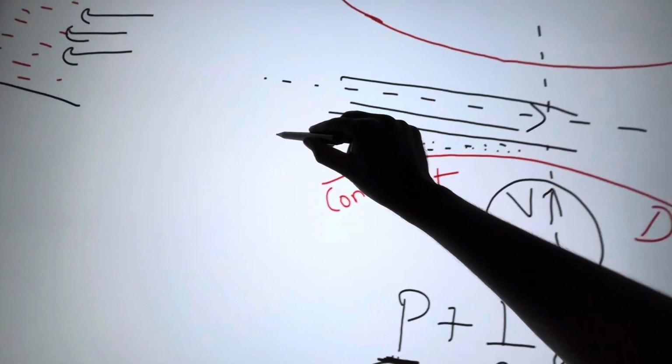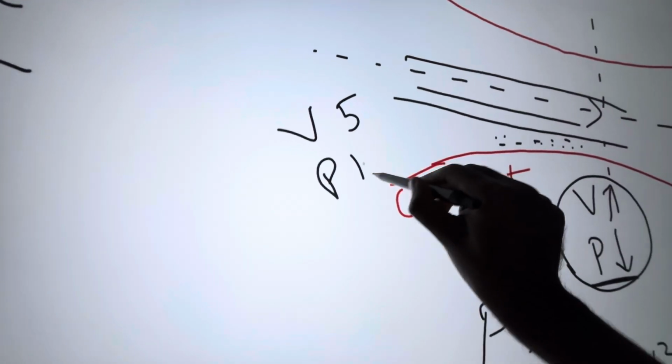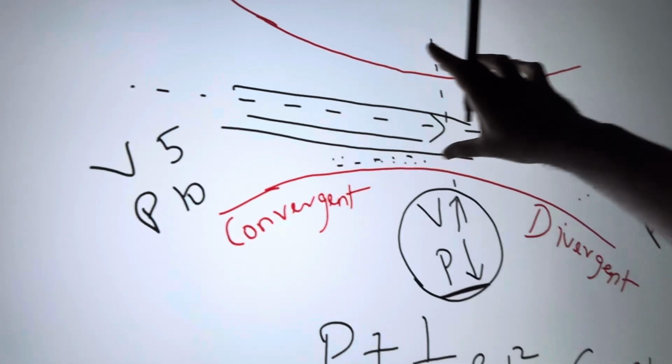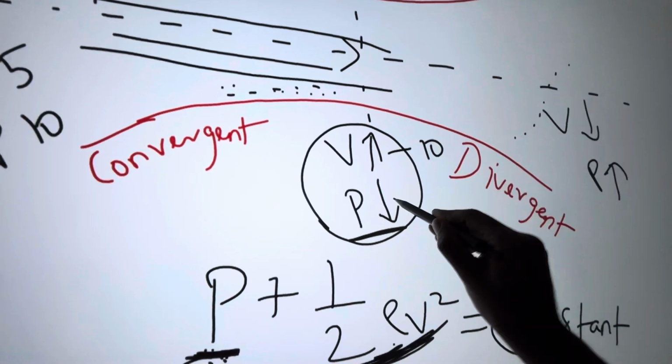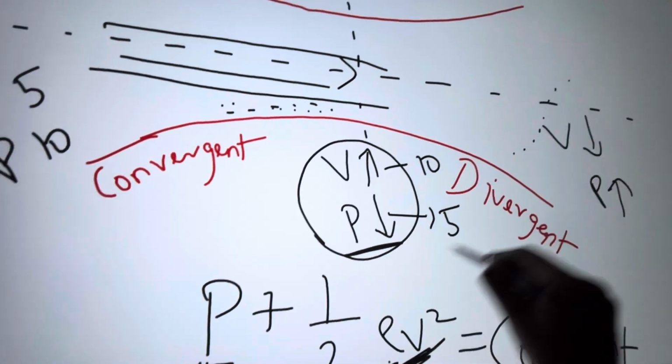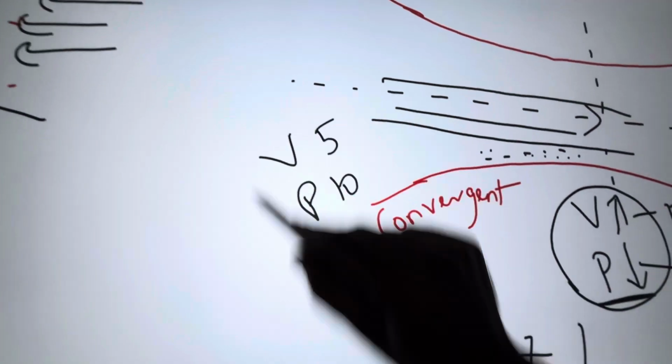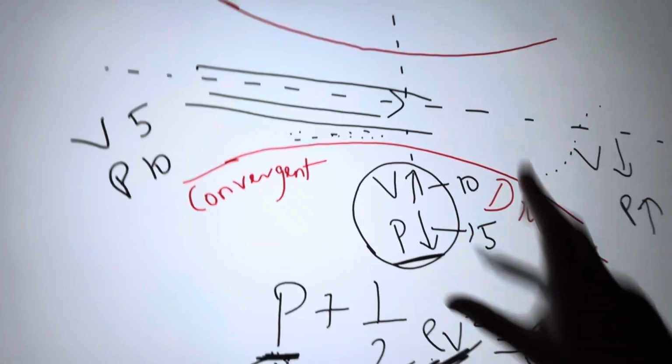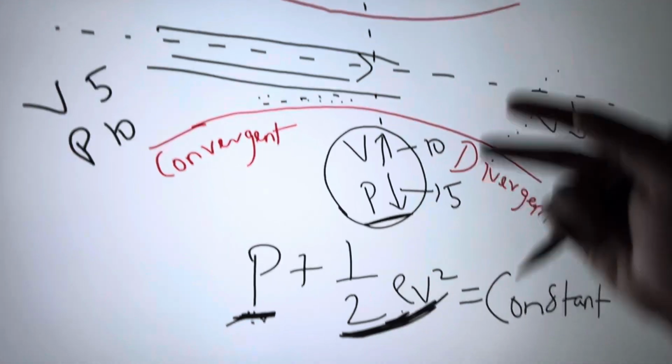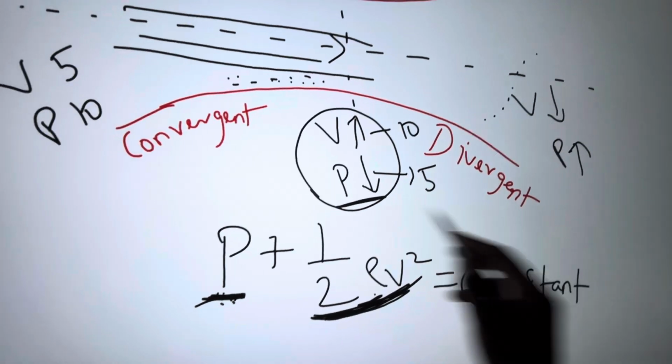Imagine here we had a velocity of 5 and pressure of 10. When the area reduces, velocity increases. Velocity will increase to 10, pressure will reduce to 5. But what is the total? 15. Here the total is 15. So the energy is going to be the same, but one energy is going to convert to another. That is what Mr. Bernoulli has proved with a simple formula.